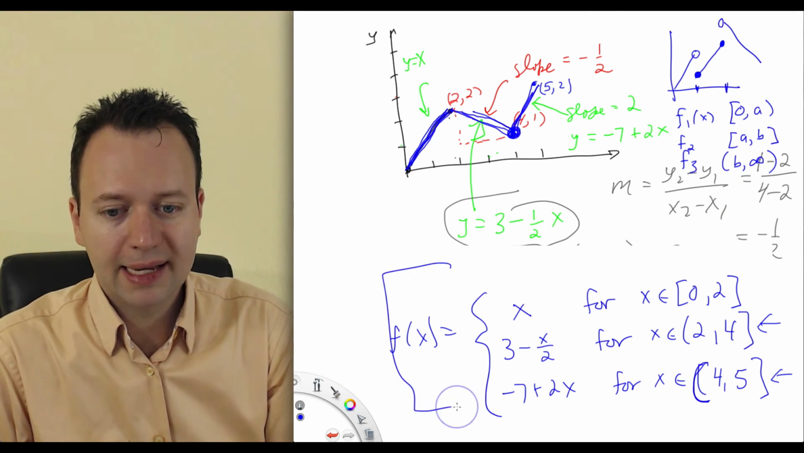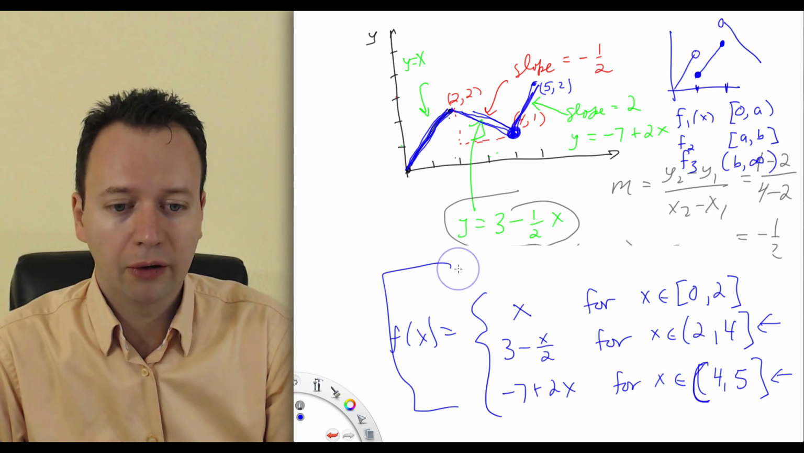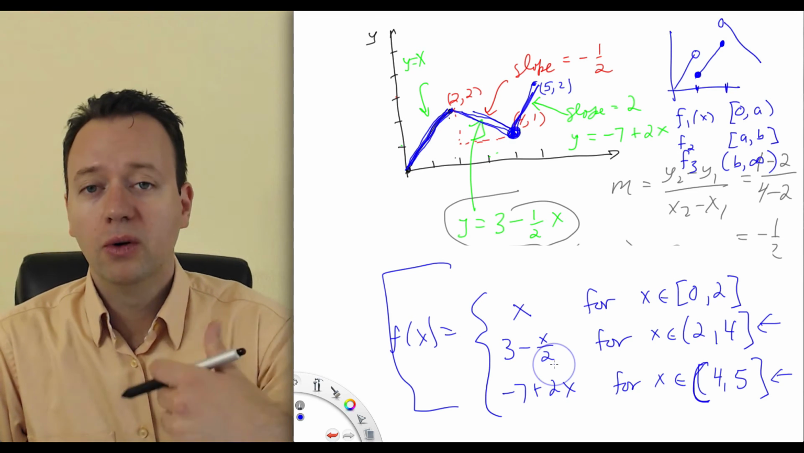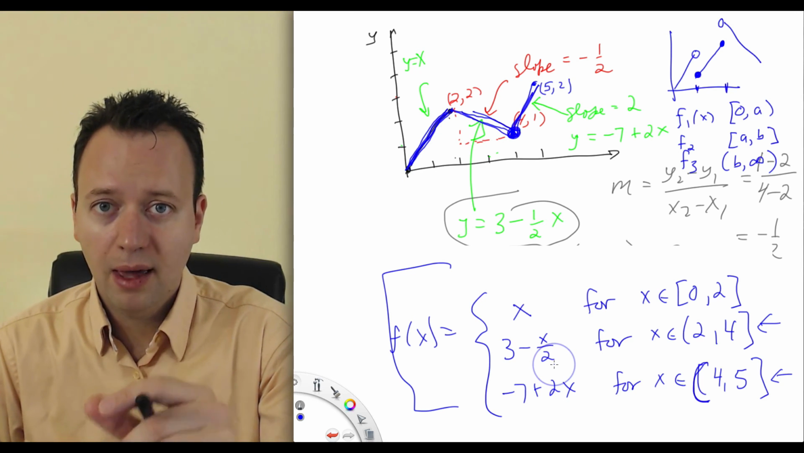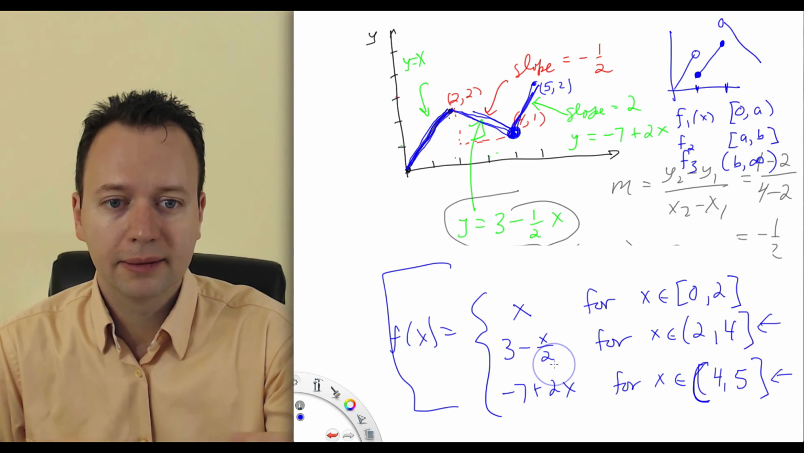So this is an example of how we took a piecewise defined function, we had the graph, and we came up with the equations. We come up with the equation for each subinterval, that is for each piece, and then we plug them together like this.